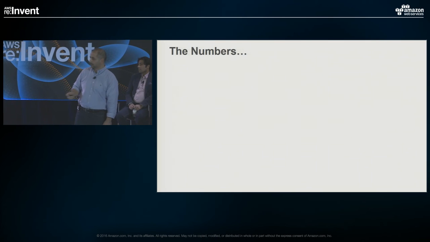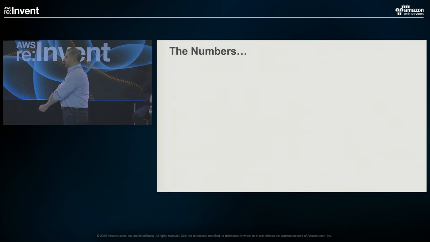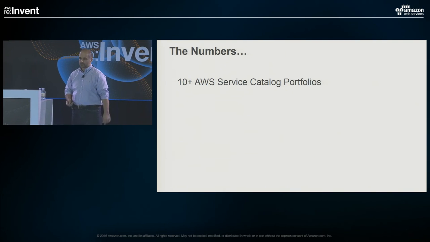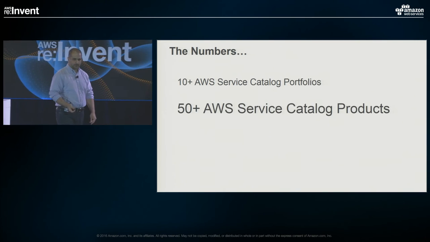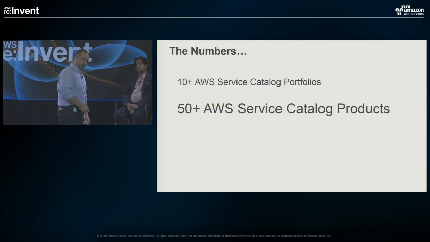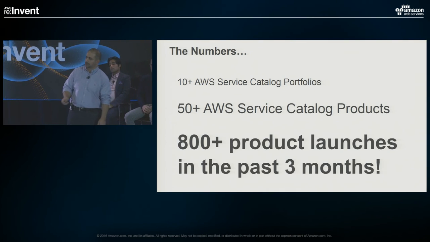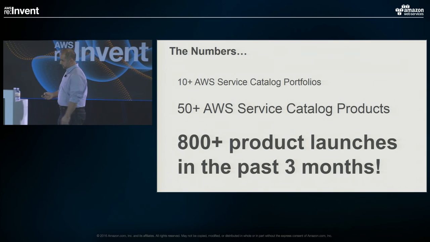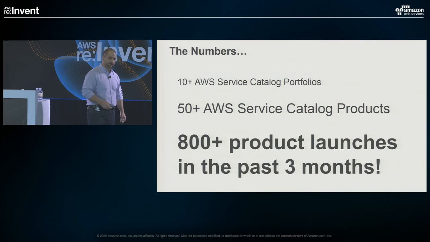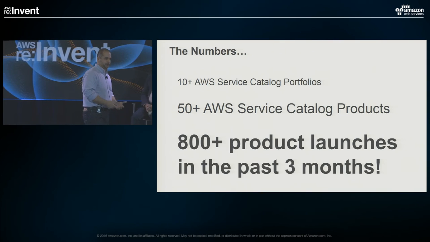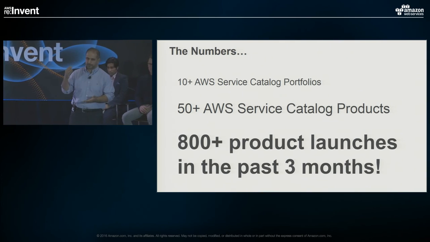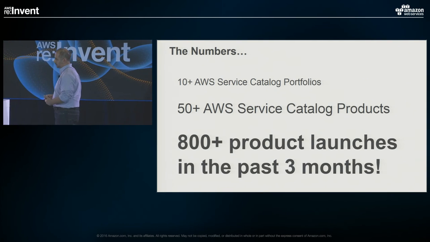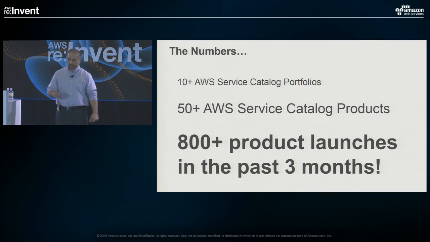So now let's look at the numbers in terms of what's the impact, what's the agility in terms of what Wiley's been able to do. Wiley has just over 10 service catalog portfolios. They have a little bit over 50 service catalog products, but they've been able to launch over 800 service catalog products in just the last 3 months. And they've also terminated more than 500 of them. That just shows you the agility that they were able to get, right? So easy bring up, easy take down, and you're done with your environment and you're building it. So giving developers the agility that they need to launch it.